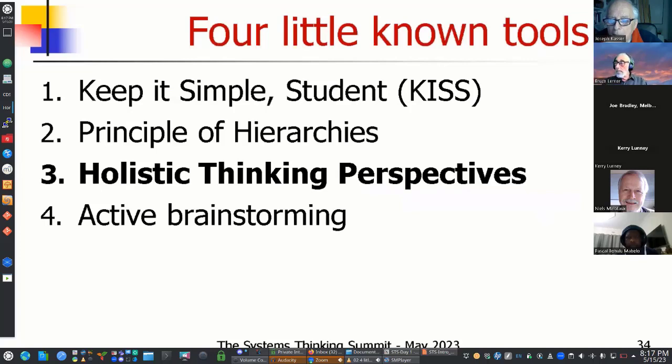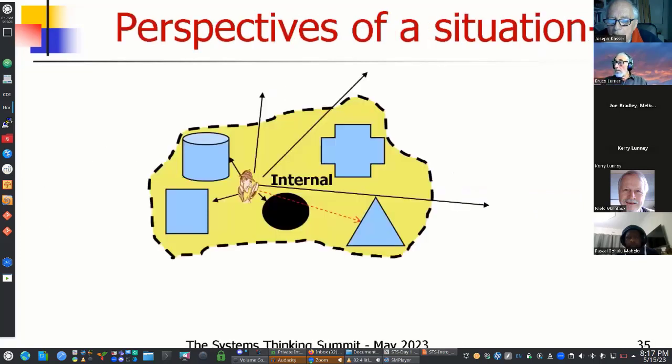Now let's look at the holistic thinking perspectives. When we're thinking about a situation, trying to understand it, we need to look at it from different perspectives. There's Sherlock in the middle. He knows that there are blind spots. He can't see through the black ball.